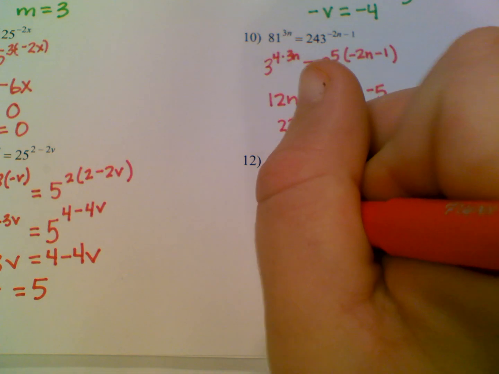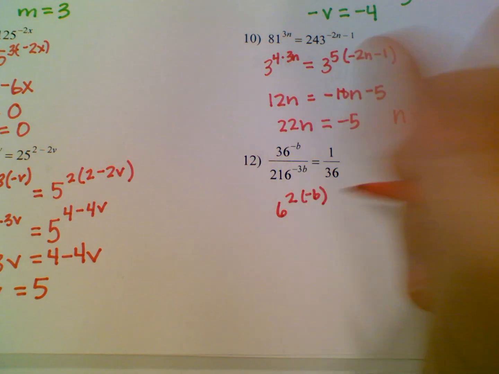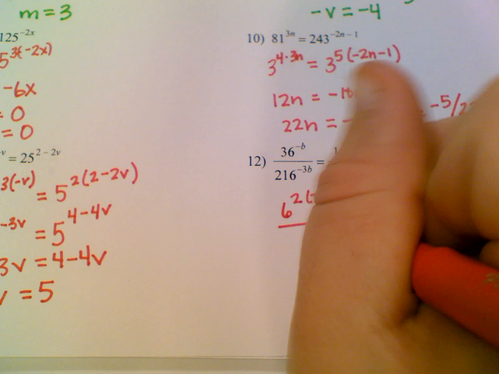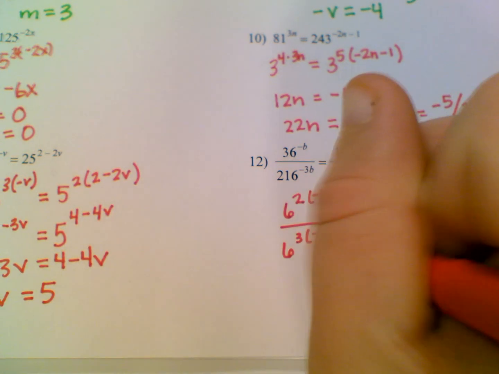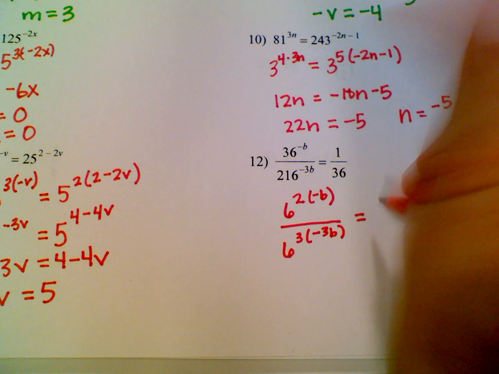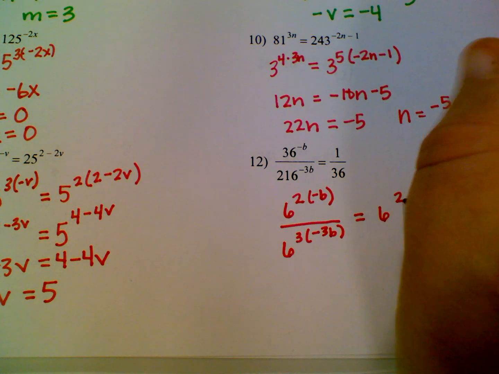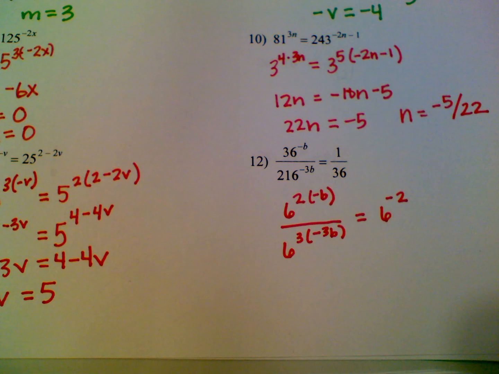So this 36 would be 6 squared, and then it already has a power, so times by negative b. In the denominator, that's 6 cubed, and it already has a power, so make sure you multiply those. And then on this side, 36, that's 6 squared, but since it's a 1 over 36, it'll be a negative 2 instead of a positive 2.